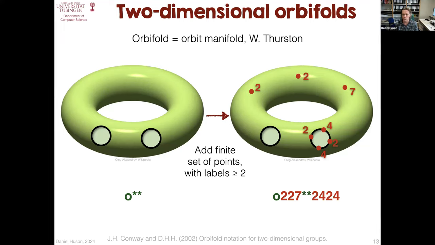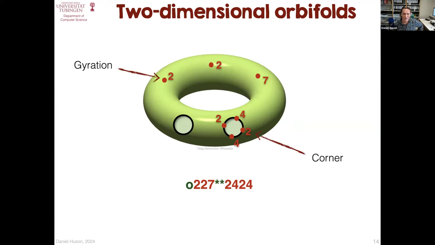So you have to, yeah, so in this case it's 2424 and it's not 4422 or something. And if you have numbers on multiple boundary components and the surface is orientable, then they all have to be listed in the same direction. So always go positively round. If the surface is non-orientable, then you can do different things on different components. Okay, so that's one way to introduce orbifolds.